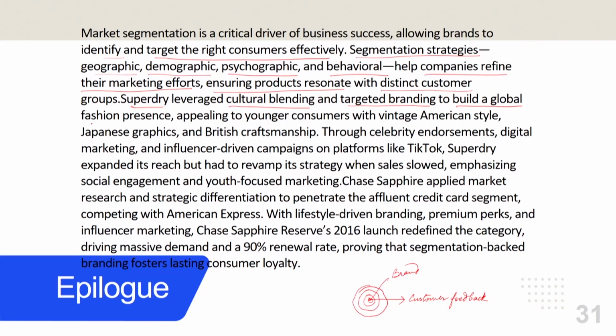So this helped build a global fashion presence, and definitely they were looking to reach out to younger consumers, which is something they managed also. This happened with vintage American style, Japanese graphics and British craftsmanship, the things that we've already spoken of, and through celebrity endorsements as well. When this kind of celebrity endorsement starts to happen, people connect with that particular brand, and that is the reason for it to stand tall amongst competition.